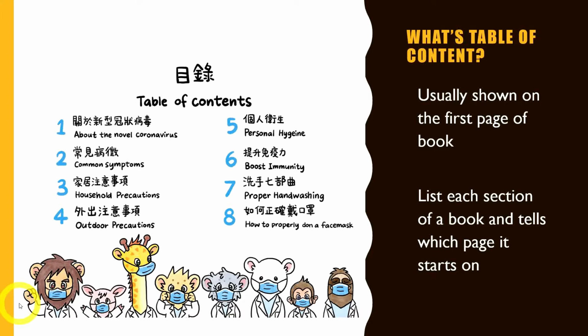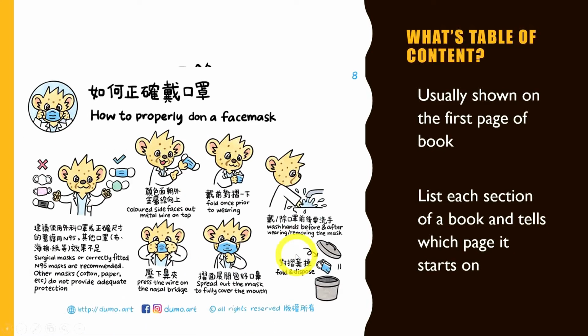Objective 1. What's a table of content? A table of content is usually set on the first page of a book or a document. It lists each section of a book and tells which page it starts on. For example, if today I open a book and only want to find out how to properly use the face mask, we can directly turn to page 8. So, that's why we need a table of content.